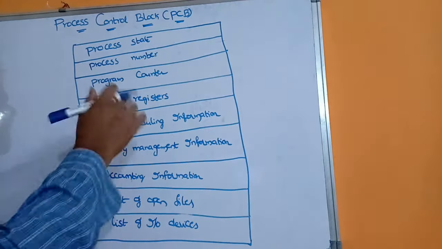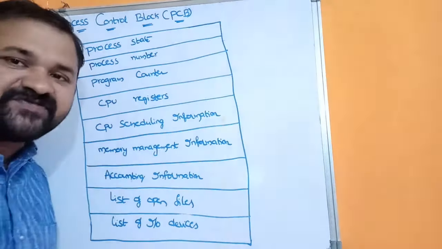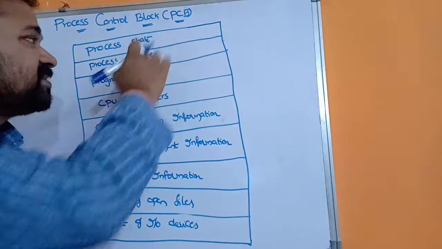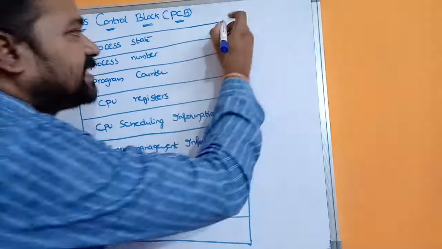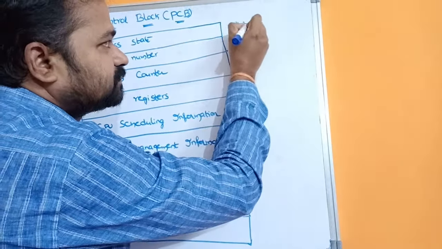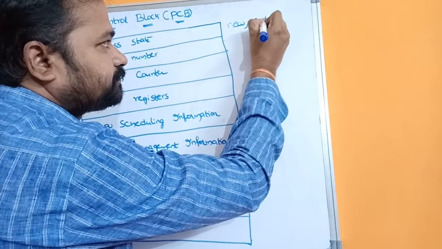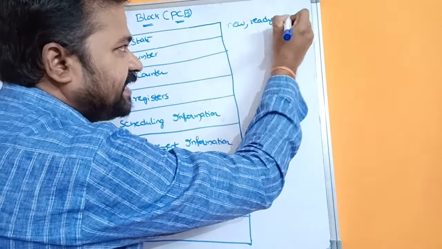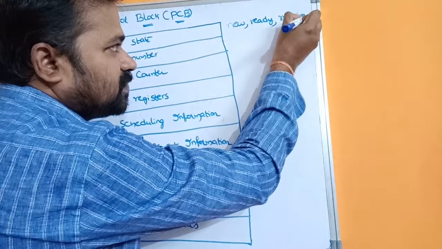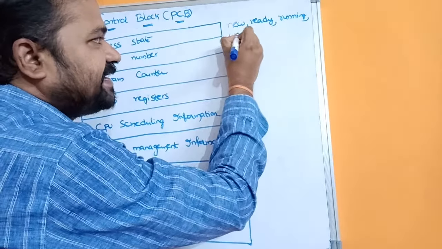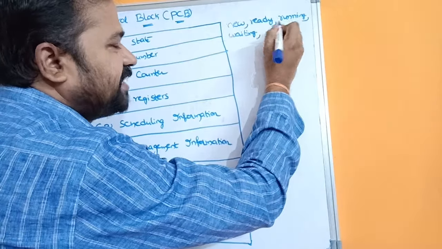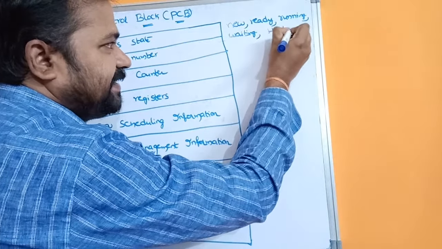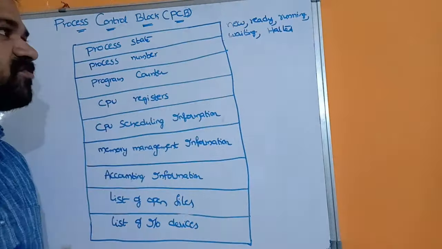Let's see the diagram for the process control block. So the process control block contains all these fields. Let's see the first one, process state. We have several process states like new state, ready state, running state, next waiting state, and halted state. Okay, so these are the various states of a process.